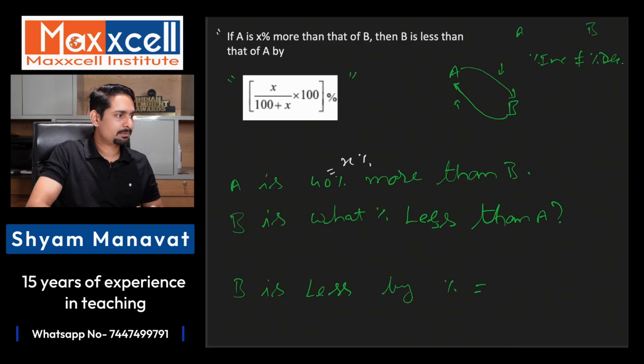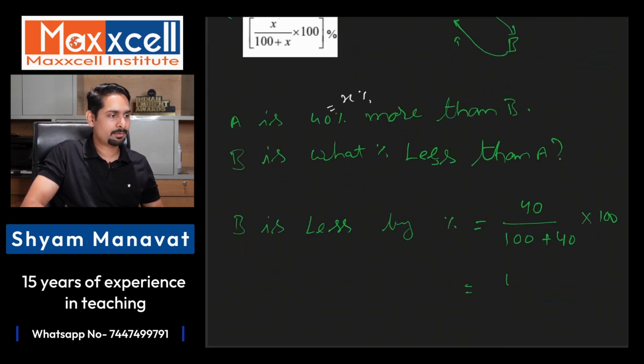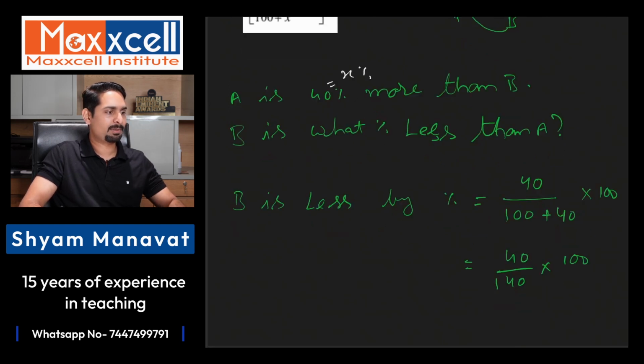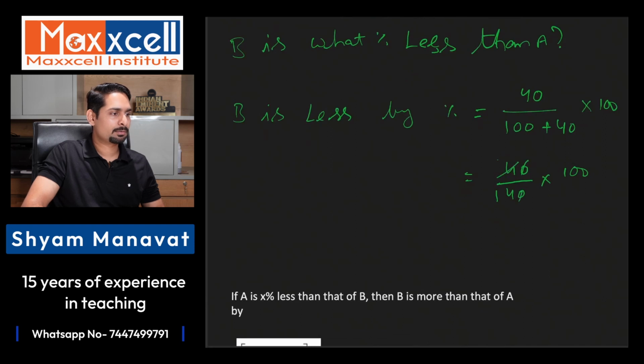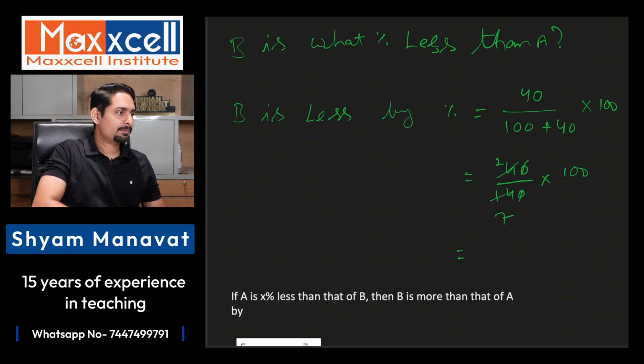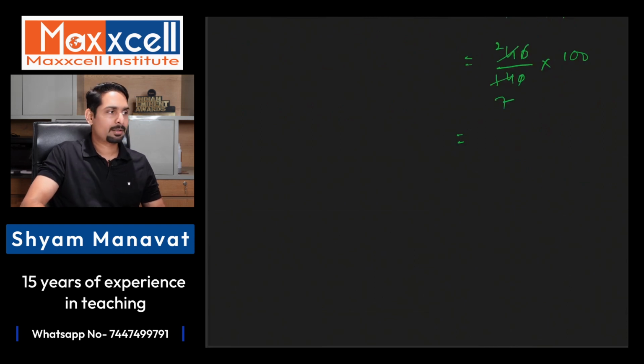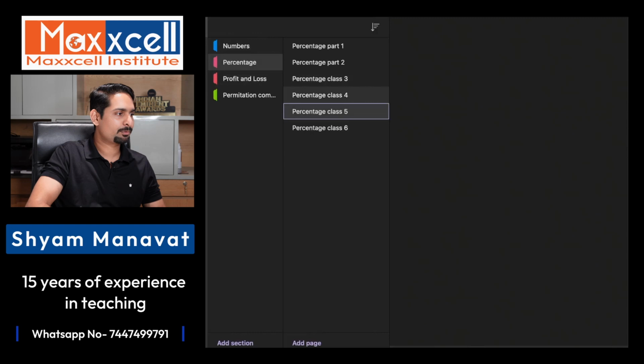Replace X with 40, what will we get? We get 40 upon 100 plus 40, into 100. That means 40 upon 140 into 100. Simplify this and you will get 2 by 7. What is 2 by 7? Tell me the percentage value of 2 by 7.